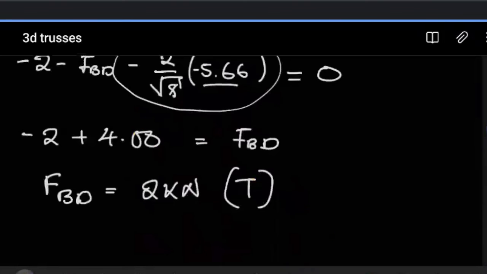Okay, so basically this is how we approach 3D trusses. Any questions on this?